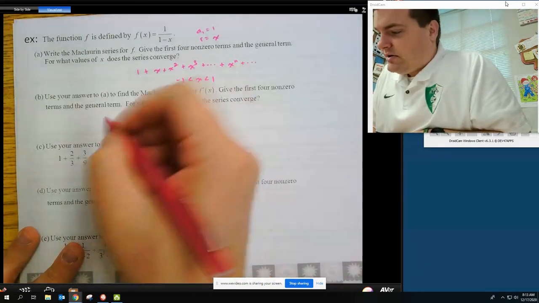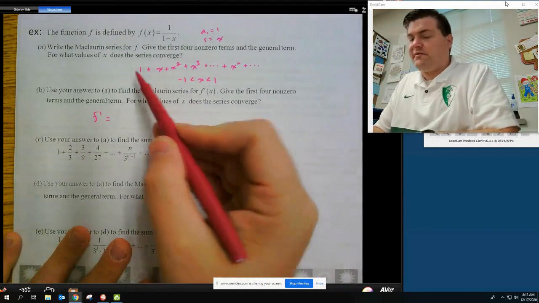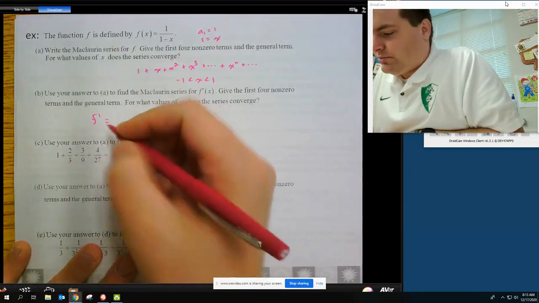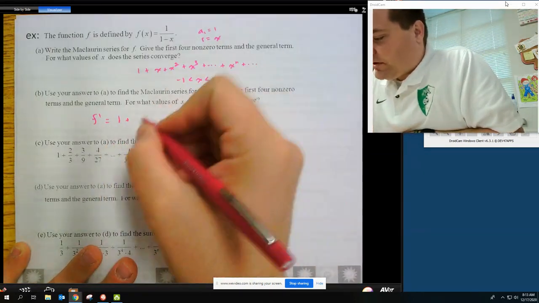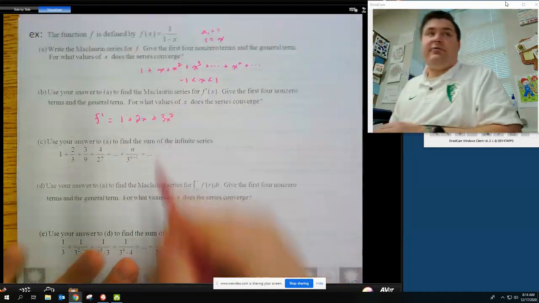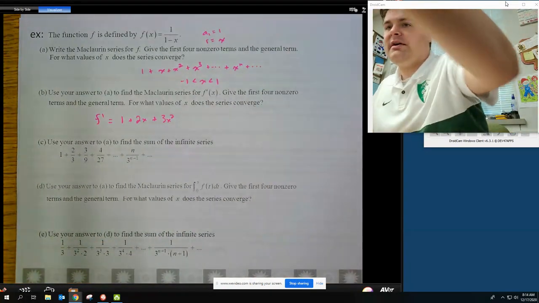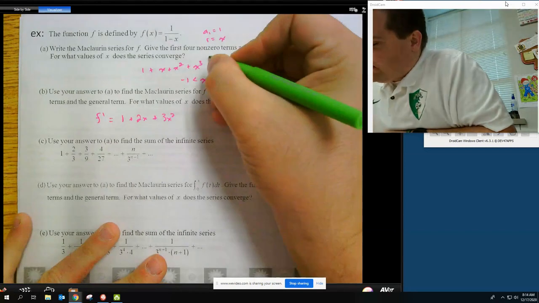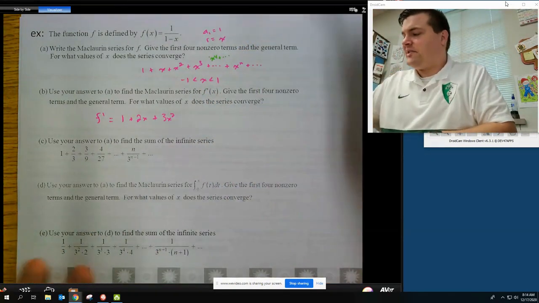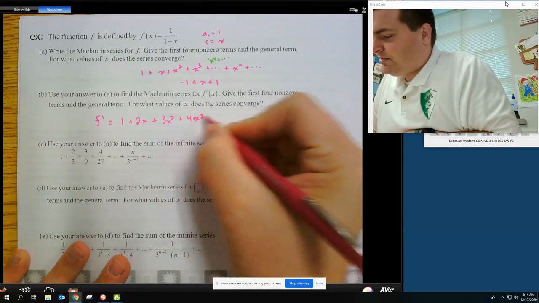So f prime is going to equal, I need to find the derivative of 1, which is 0, so that's nothing. The derivative of x is 1, plus the derivative of x squared, which is 2x, plus the derivative of x to the third, which is 3x squared. Now I need 4 terms, so even though the 4th term isn't here, I do know that the 4th term is x to the 4th plus dot dot dot. So I'm going to find the derivative of that, which is going to be plus 4x cubed plus dot dot dot.